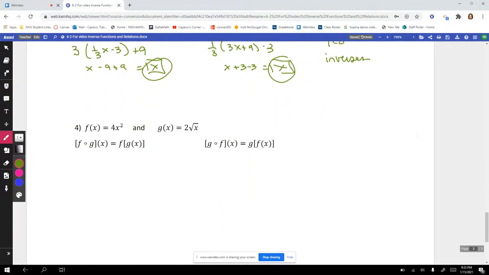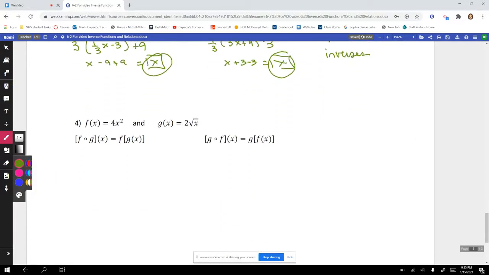Okay, let's do the same thing. So I'm going to start here, and I have 4 for f of g of x, then I have 2 root x. And I'm going to have to square that. So that gives me 4 times 2 squared, which is 4, and the square root of x squared is x. So I get 16x.